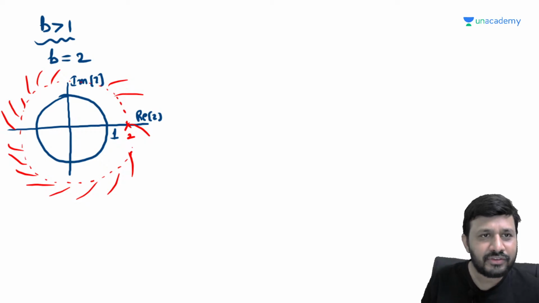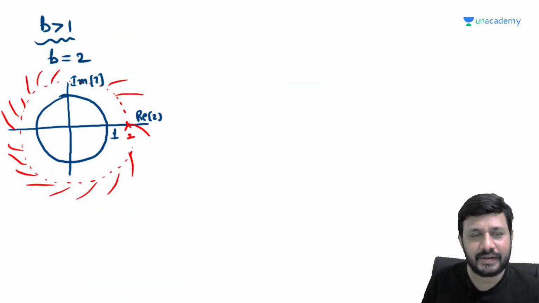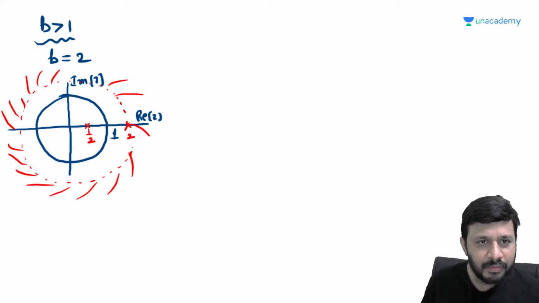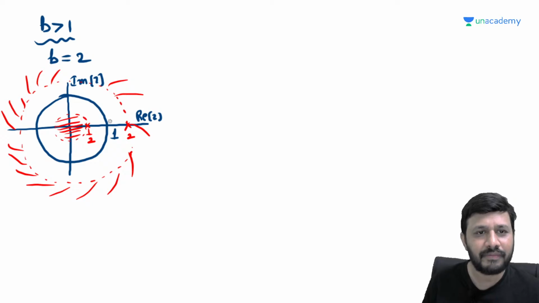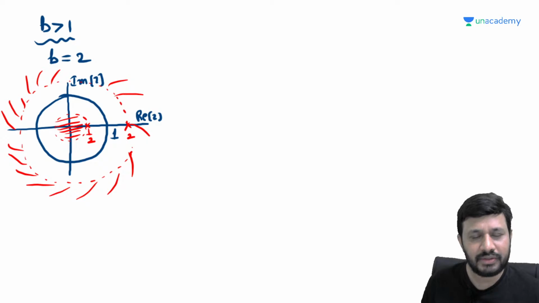Now the next pole is at 1 by B, from which ROC is inside it. So 1 by B means 1 by 2, and mod Z less than 1 by B means inside it. Is there a common ROC now? If I take the value of B to be 2, for this linear combination, is there a common ROC? No common ROC means Z transform does not exist. So I cannot take the values of B greater than 1.